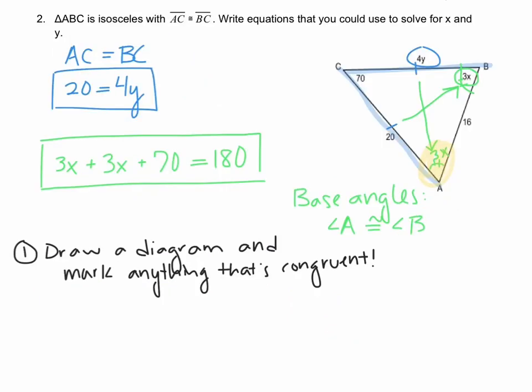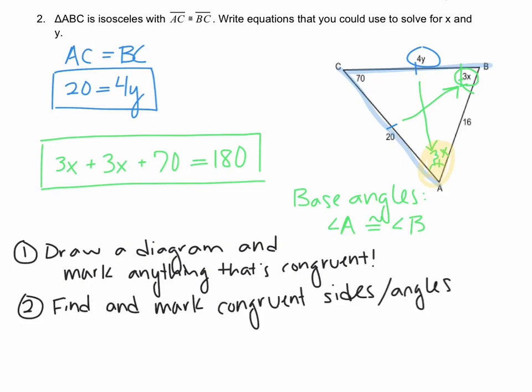So as a little summary, when we're working with isosceles triangles and trying to solve equations or solve a problem, the first thing you want to do is draw a diagram and then mark anything you know that's congruent, whether maybe you have congruent sides, maybe you have congruent angles. Mark those on your diagram. And then really the second thing we want to do is find and mark any other sides or angles that are congruent. So my legs are congruent and my base angles are congruent. I need to find those and mark those as congruent as well, and then we can go from there.